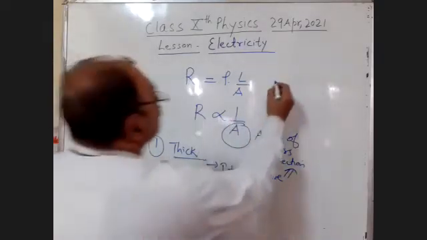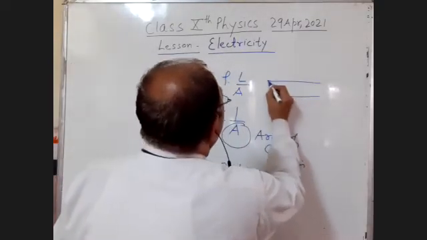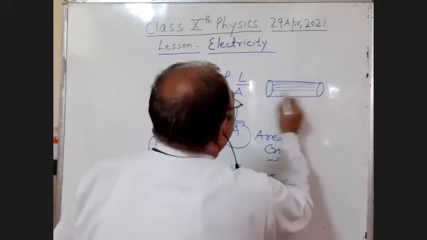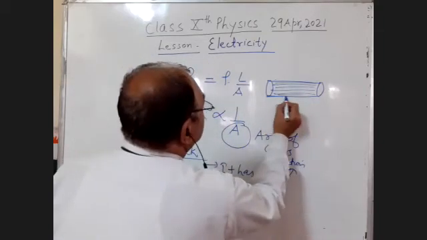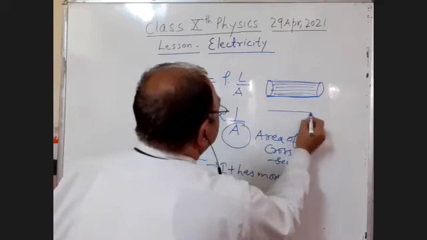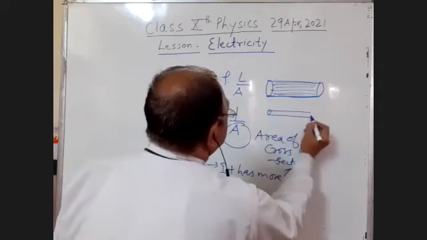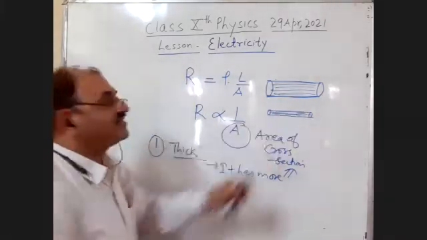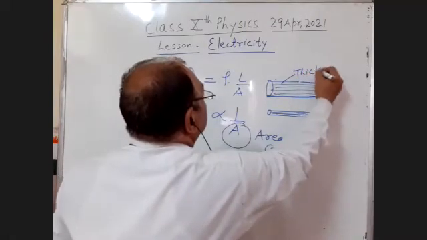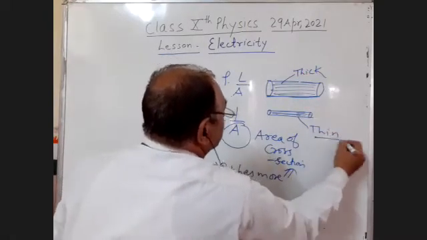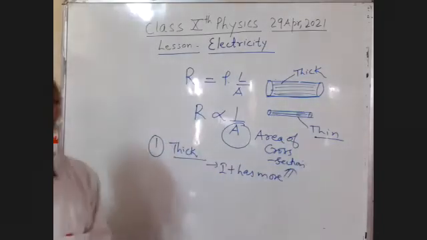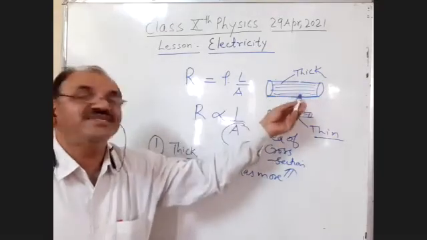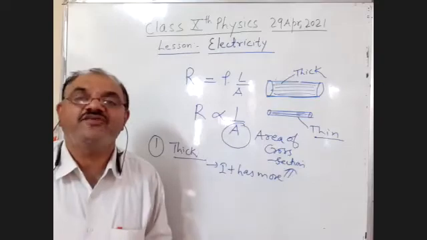I draw the two types of wire. See, one is this type of wire, and another one is this. So definitely, students, I can say that this is thick and this is thin. Is it clear, students? The diagram itself explains that the area of cross section of the thick wire is more in comparison to the area of cross section of the thin wire.